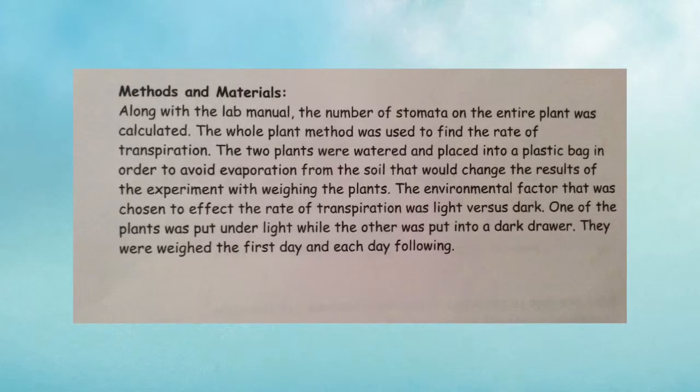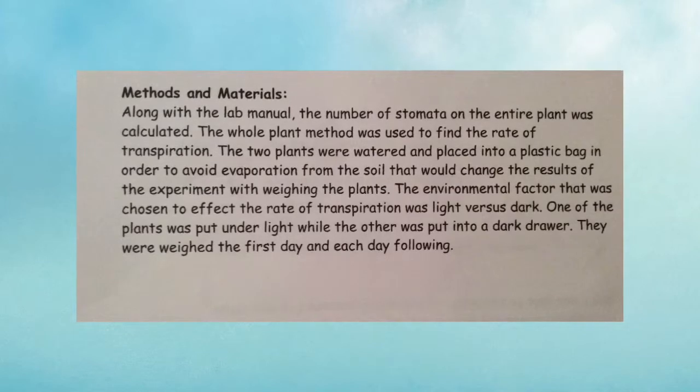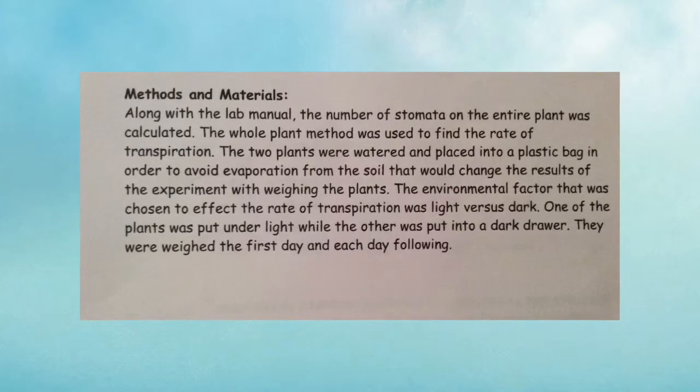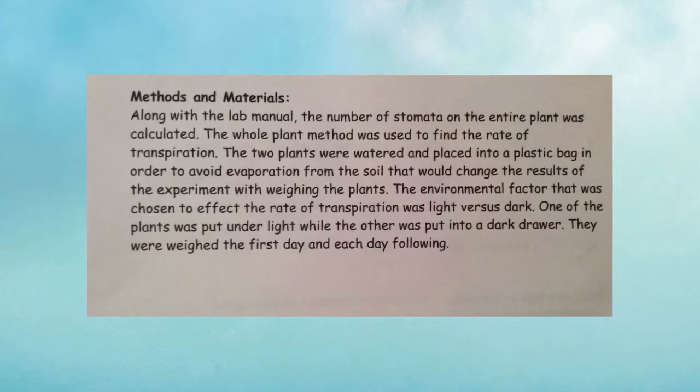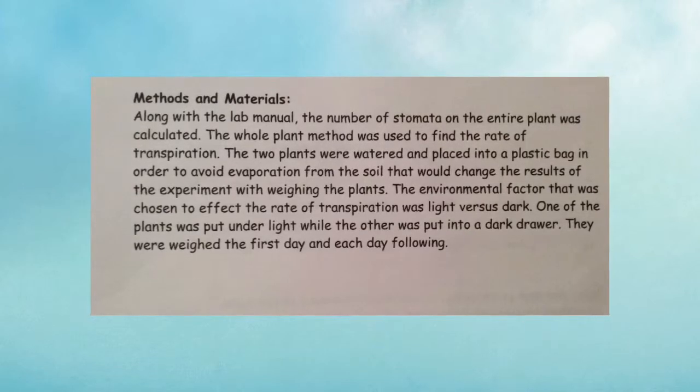The environmental factor that was chosen to affect the rate of transpiration was light versus dark. One of the plants was put under light while the other was put in a dark drawer. They were weighed the first day and each day following.